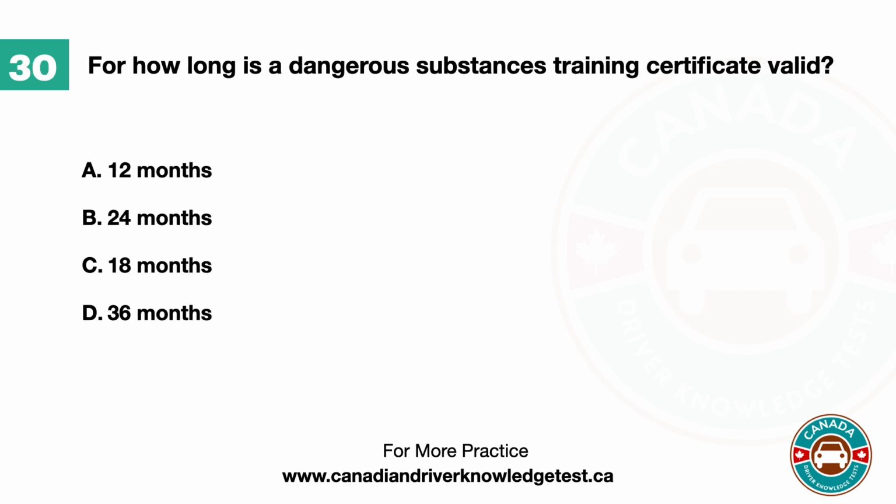Question 30. For how long is a dangerous substances training certificate valid? A. 12 months. B. 24 months. C. 18 months. D. 36 months. The answer is D. 36 months.